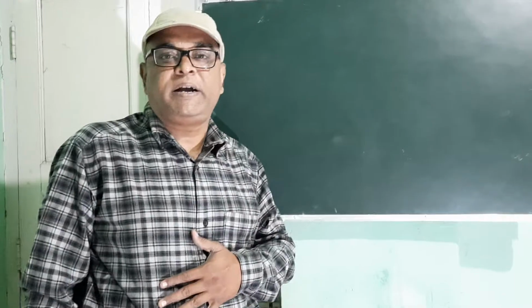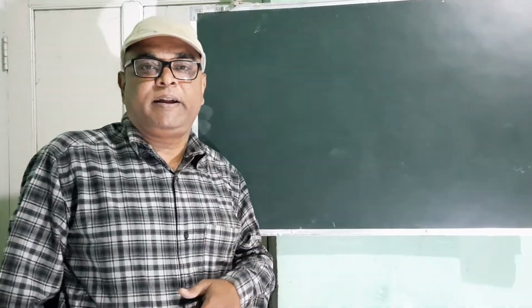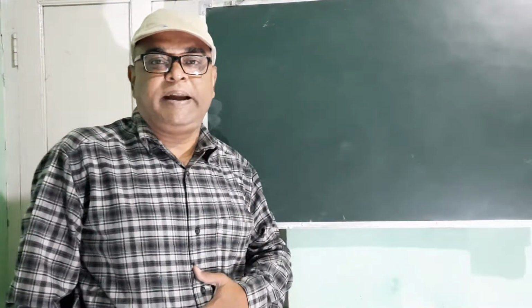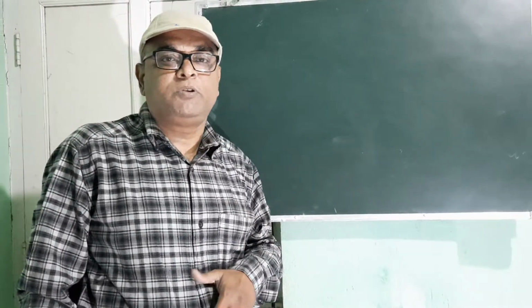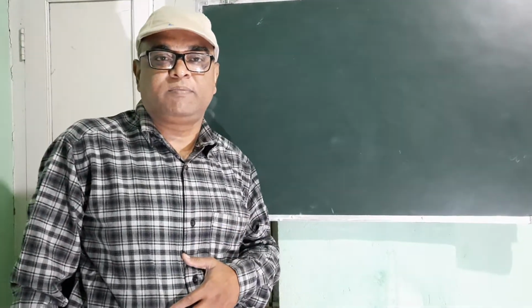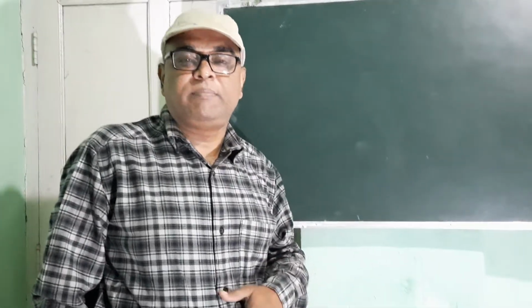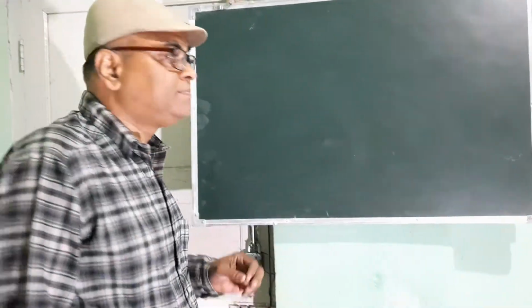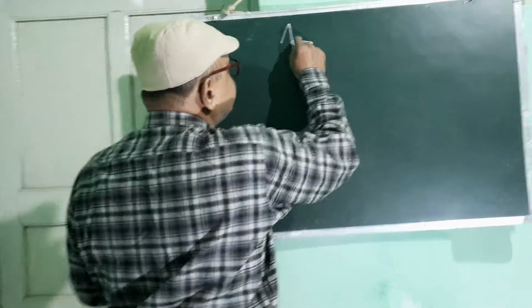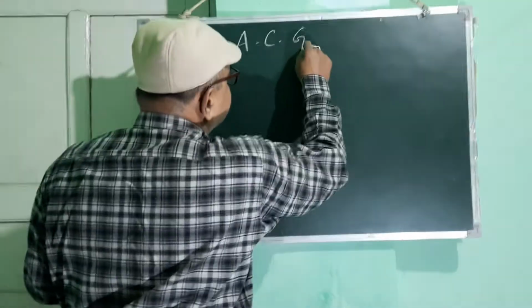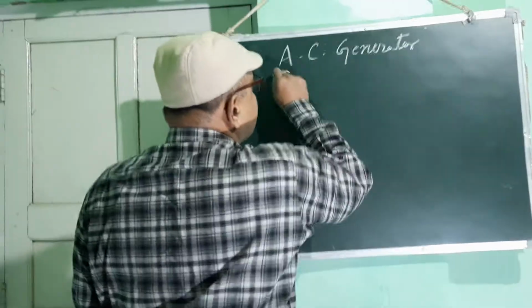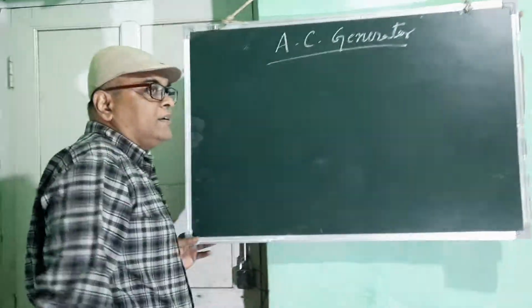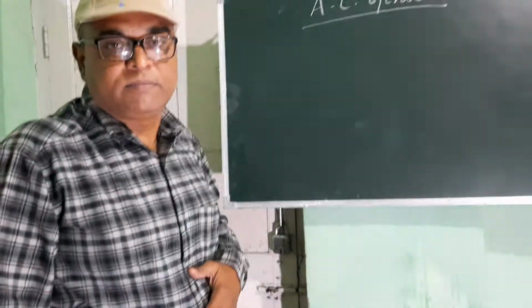Now the last topic of the whole chapter of electromagnetic induction is an ultimate use. It is for the use of mankind, and without electromagnetic induction it is not possible to generate current. One application is the AC generator. Now, the AC generator is based on electromagnetic induction.